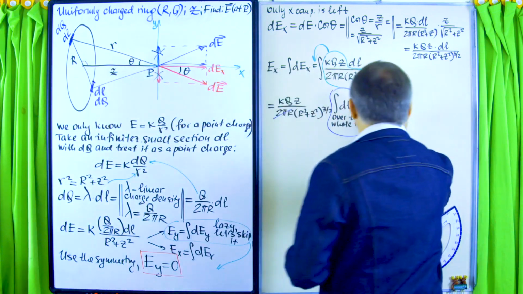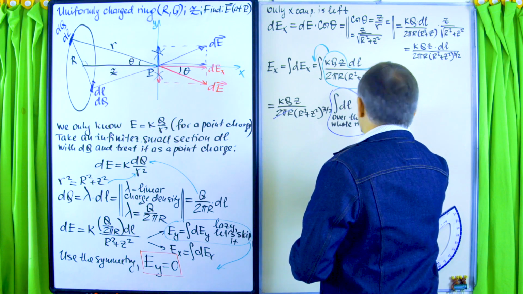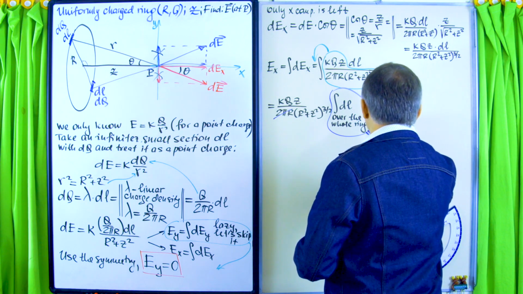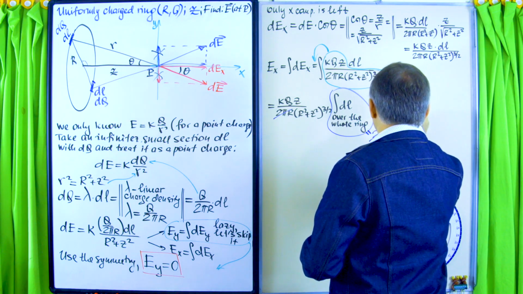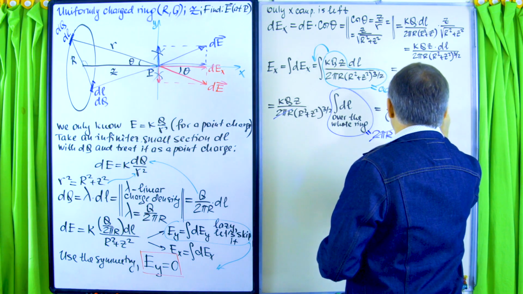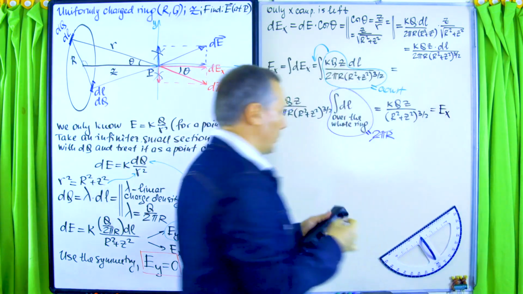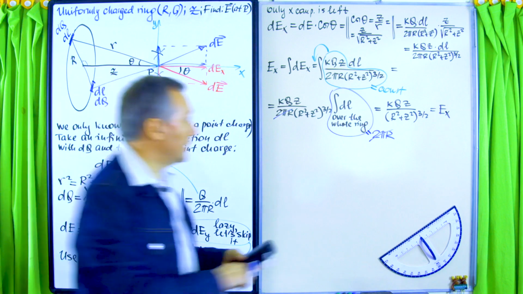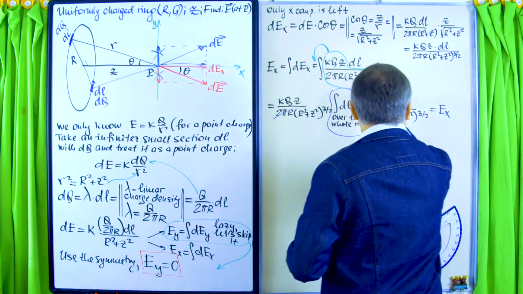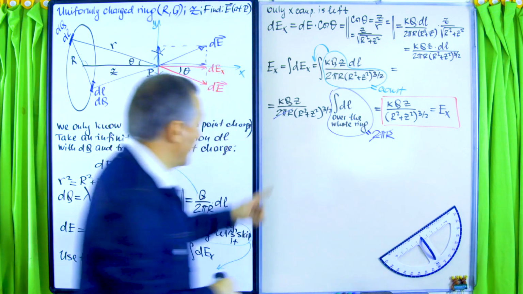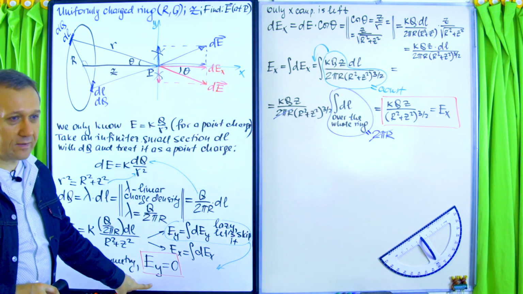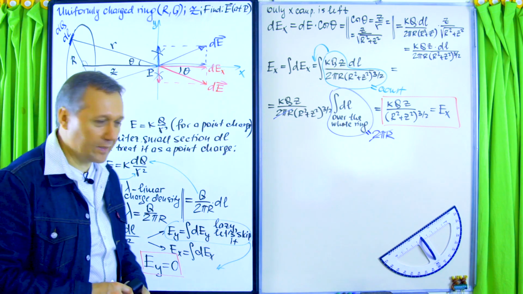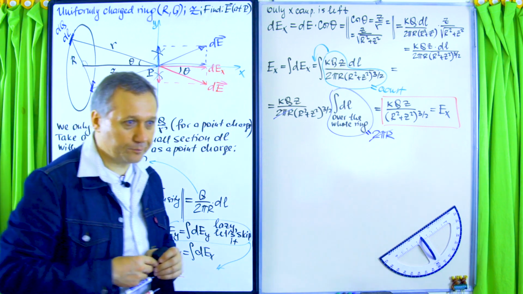Okay, so the final result equals k q z divided by r squared plus z squared to the power of 3 over 2. So that's our x component of the net electric field at the point P. Let me frame it. So that is the x component, that is the y component. So that is the answer for this problem.